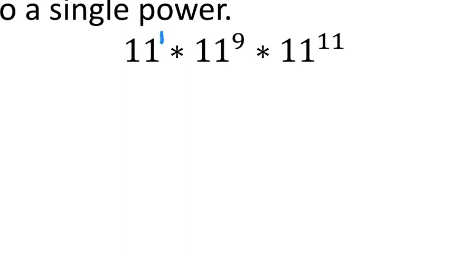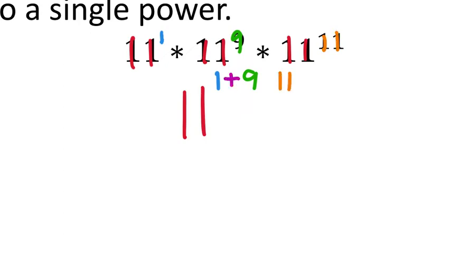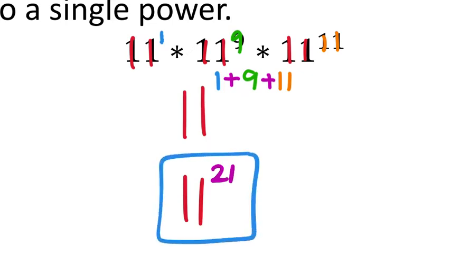Okay. So here, I can see that all my bases are base 11s, and these are all being multiplied. So since they are being multiplied, I'm going to take all 3 exponents: 1, and we had 9, and we got 11, and I'm going to add those together to create my new exponent. So this ends up being base 11 to the power of 1 plus 9 is 10, plus 11, and it's going to be 21. That's it right there.